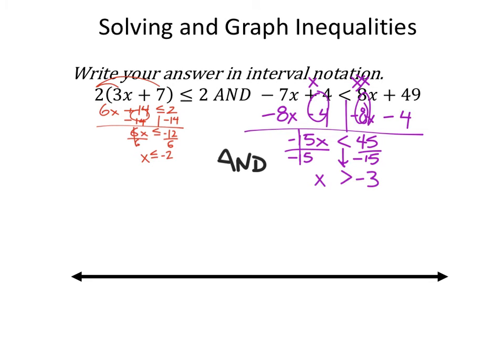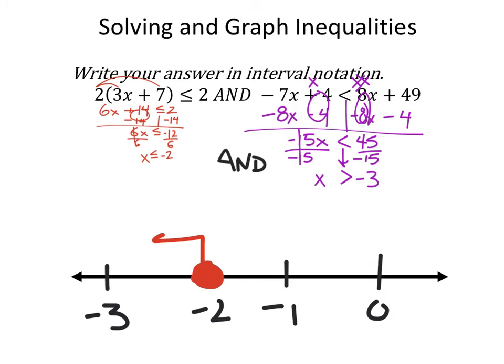So I'm going to start with the red. X is less than or equal to negative 2, so we have 0, negative 1, negative 2, negative 3, right? And so x is less than or equal to negative 2. That's a closed circle at negative 2 because it's equal to negative 2. It's not eating the x, so I know this one goes to the left.